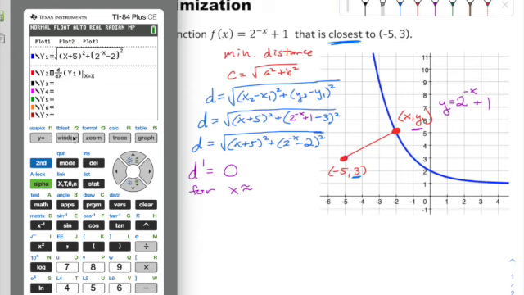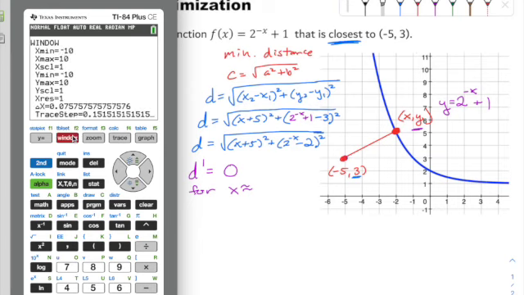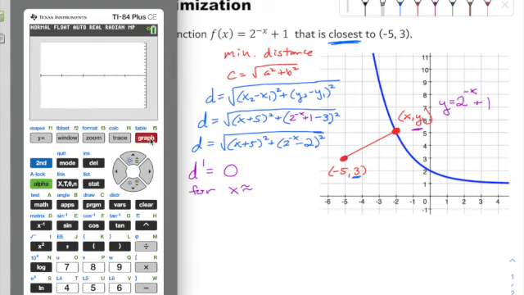Hit enter. Okay, and before I do, I'm going to usually change my window. Usually with these, you have a good idea of what's going on. In fact, in this problem, I really know it's in this ballpark. But at the very least, I know it's somewhere between -5 and 0. It's not going to be over here or over here. So I'm going to change my x minimum from -5 to 0. The y min and max, I could leave. If I need to change them, I will. But let's hit graph. Let's see what we see.